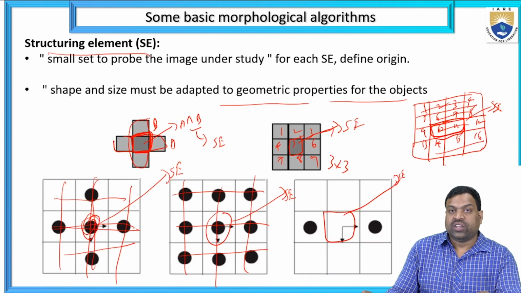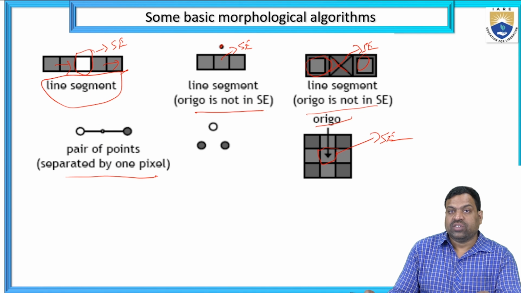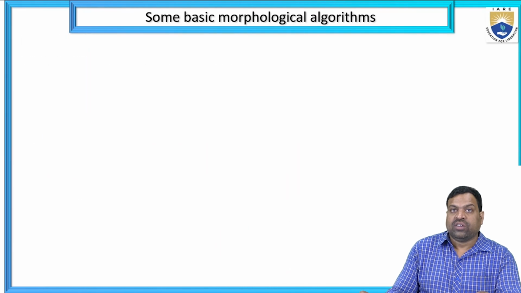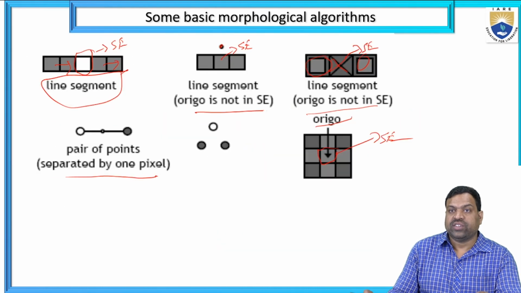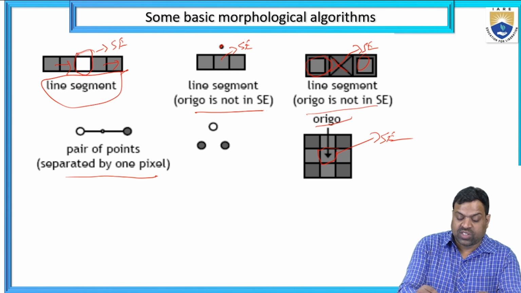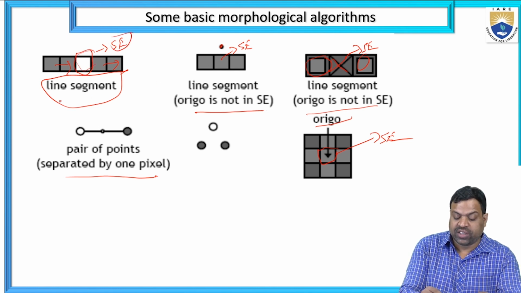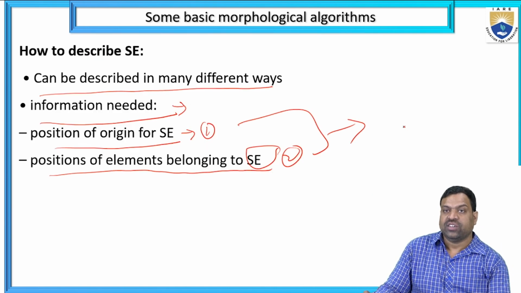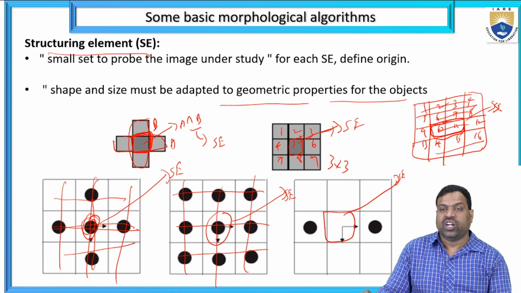So what are the different structural elements? This line segment with the origin, and the line segment is not in SE. Pair of points separated by 1 pixel. So these are all under structural element SE. So everything we have underlined here. What is the middle point here? It is a structural element in the line segment. If I am going for the line segment of this origin, it is a SE. Okay, these lines are line segments. It is a middle one. If I am taking the 3x3 matrix, what is the middle one? It is a SE. Okay, so this is the structural element.